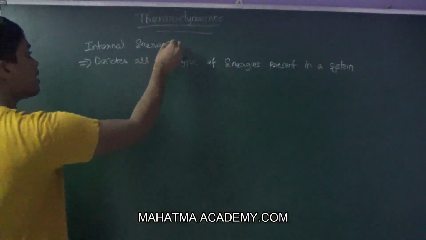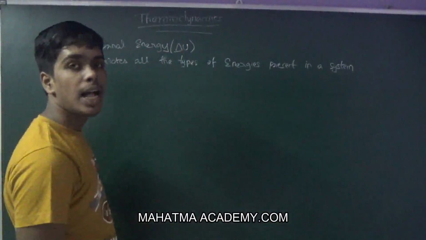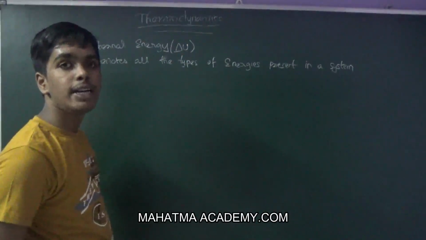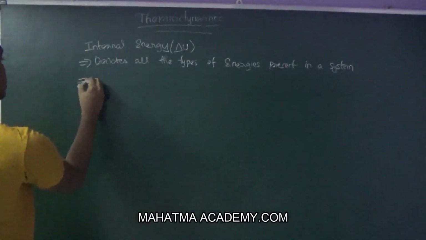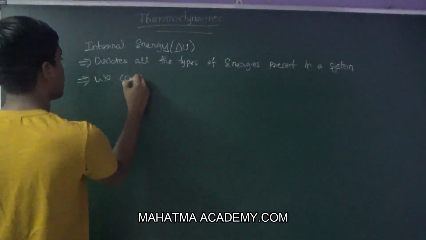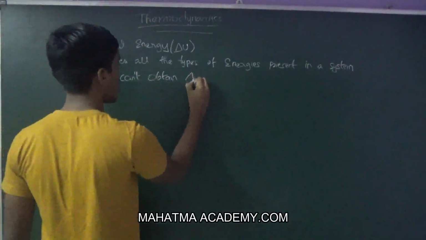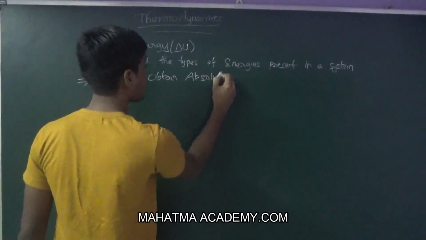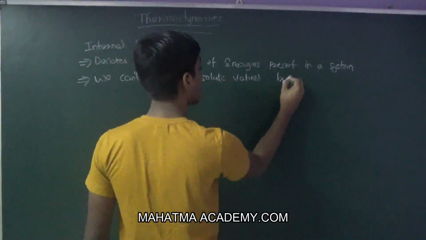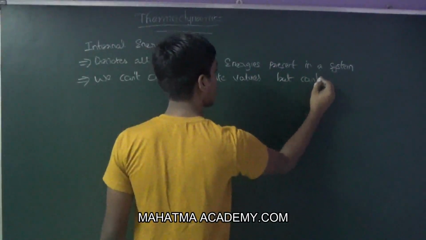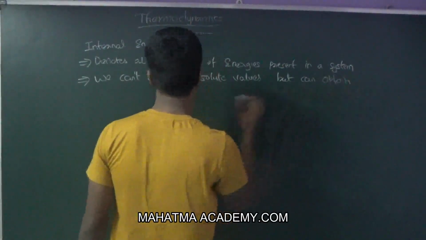It is denoted as delta U. We cannot obtain absolute values individually, but we can find the difference between final energy and initial energy, that is, the change.